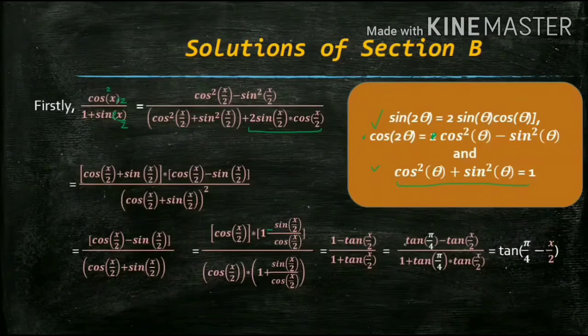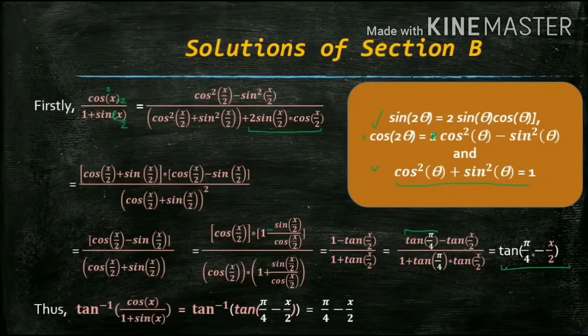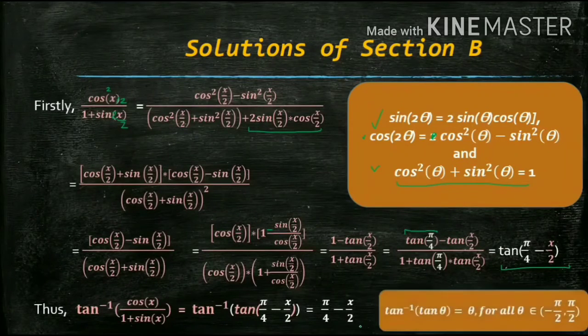Now I can write 1 as tan pi by 4, and again get this thing: tan of a minus b is tan a minus tan b over 1 plus tan a tan b. So it is tan of pi by 4 minus x by 2. And again do the same thing. The tan inverse of this is nothing but tan inverse of tan of pi by 4 minus x by 2, which is pi by 4 minus x by 2, using the same property.